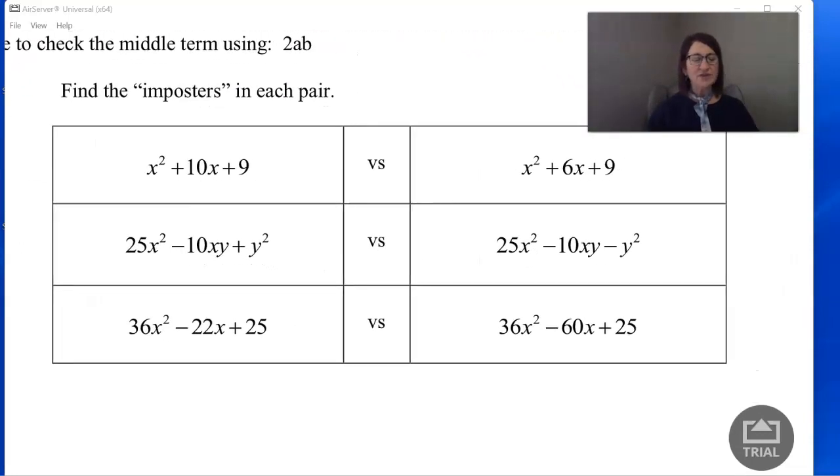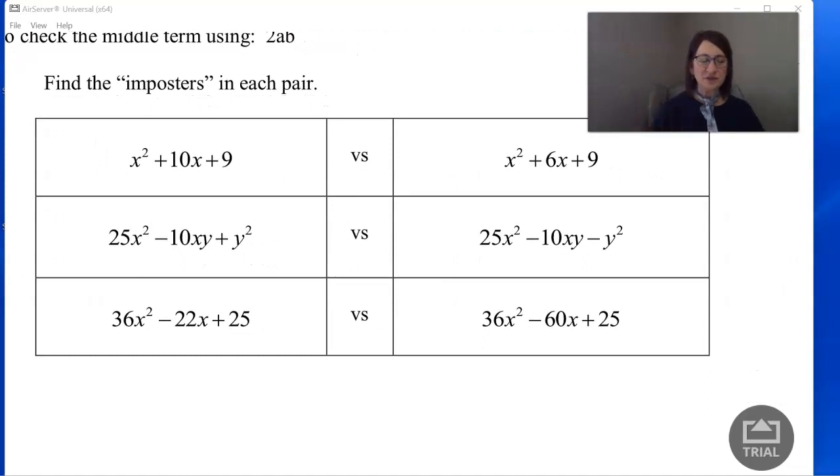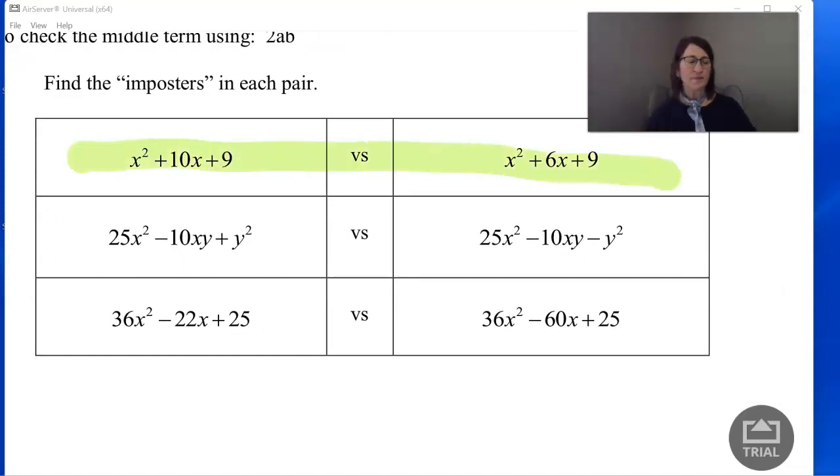All right. So as we look at this row, they both look like perfect square trinomials. Okay. I've got my first term, which is a perfect square. I've got my last term, which is a perfect square, which is exactly what I have on the other side with the other trinomial. Only one of them is a perfect square trinomial. The other one is an imposter.